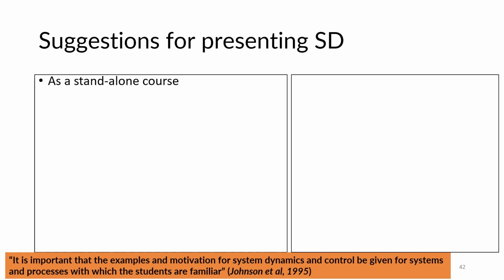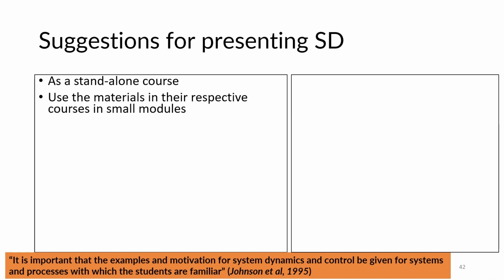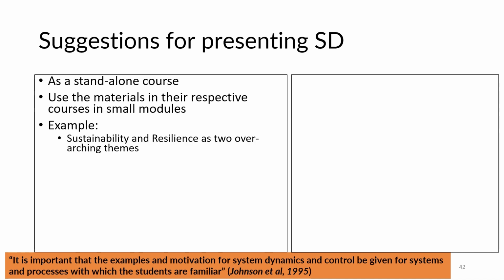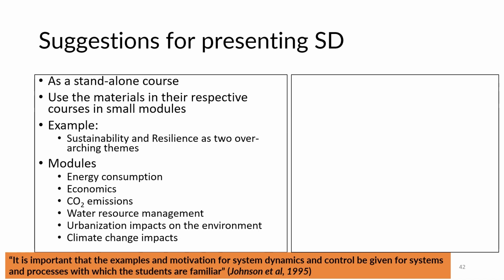So, suggestions for presenting system dynamics. It is very important that the examples and motivations are given with respect to the systems and processes with which the students are familiar. That's why I have to spend some time to explain roads and pavements to students if they have not taken those courses. So you can provide it as a standalone course. You can do it in small modules, for example, sustainability and resilience with respect to energy consumption, economics, CO2 emissions, water resources, urbanization, and climate change impacts.